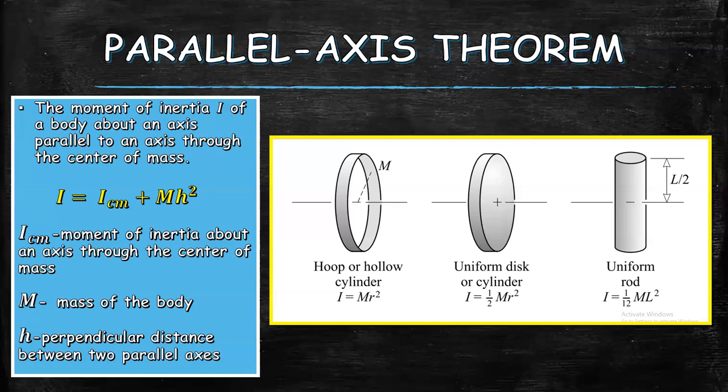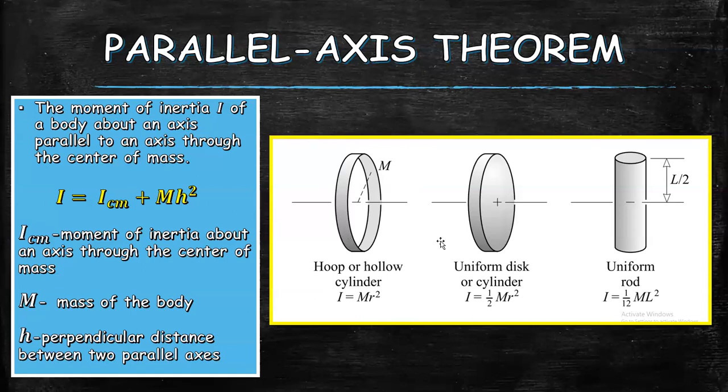Okay, so this is hoop or hollow cylinder. So we use the equation I is equals to mr squared. So meaning, since ito yung ginagamit natin for hoop or hollow cylinder, itong composition na to, okay, yung may basic form ng moment of inertia.